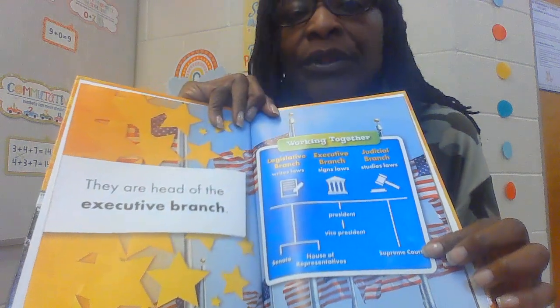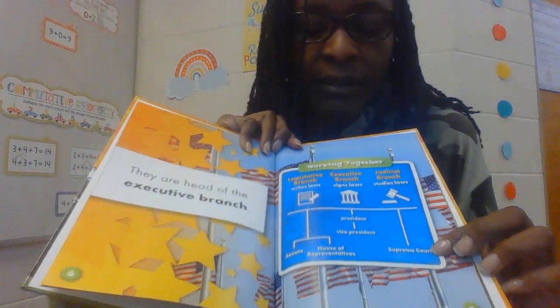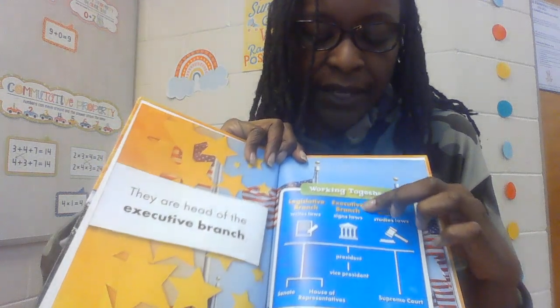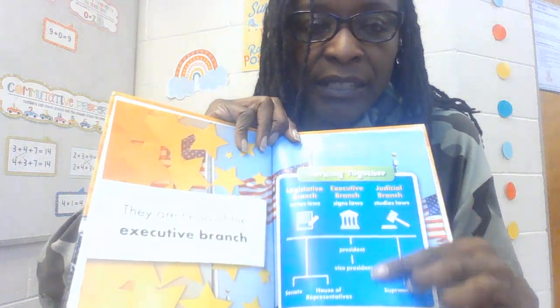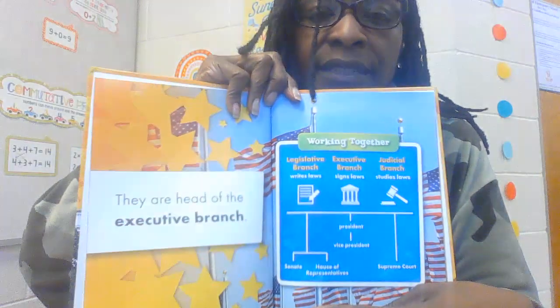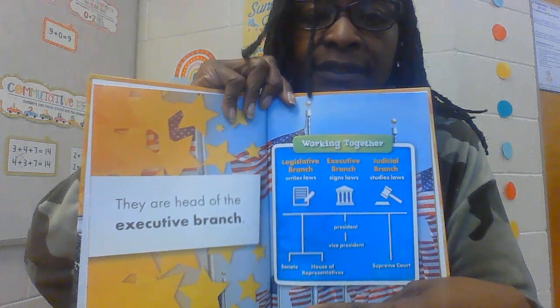We have the Supreme Court where the judges uphold the laws. We have the executive branch, our president and vice president. And then we have the legislative branch, which is our Senate, and that's where they write the laws. So this is how the presidency is all connected.